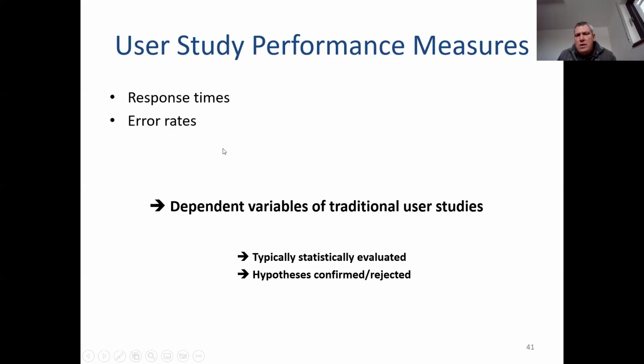So what we typically can do is conduct some kind of user experiment. There are thousands of user experiments in information visualization, and what the researchers typically do is record response times and error rates as dependent variables. Those dependent variables get statistically evaluated, with ANOVA tests and things like that. And the hypotheses that we stated before we started the user experiment get confirmed or rejected. It's a standard approach. There are hundreds and thousands of user studies just looking at these measurements, response times and error rates.